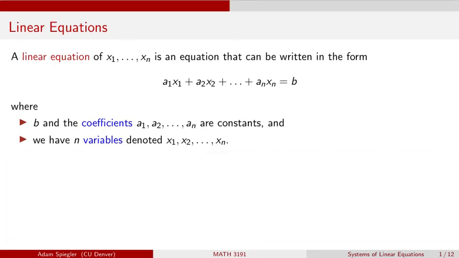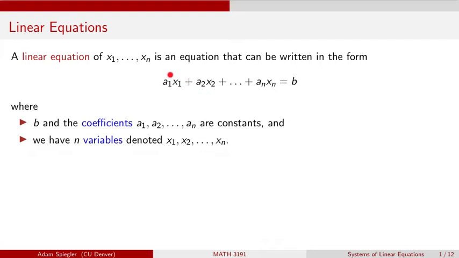All right, welcome everyone. So in this video, we are going to define what we mean by a system of linear equations. And so before we talk about a collection of linear equations, let's first be sure that we are clear and define what we mean by one single linear equation. So a linear equation in variables x1, x2, all the way up to xn is an equation that can be written in the following form down here.